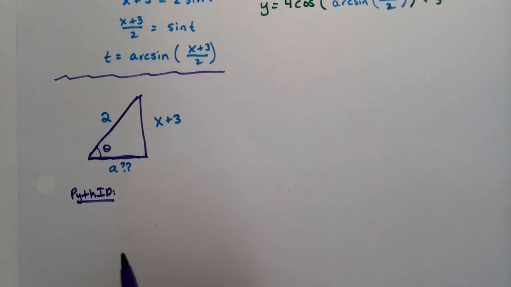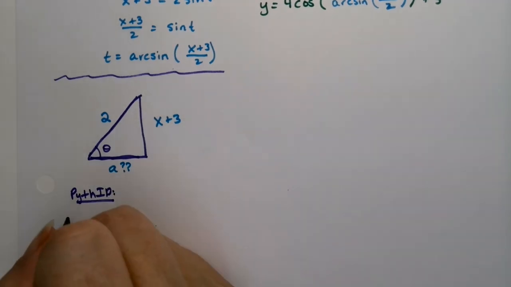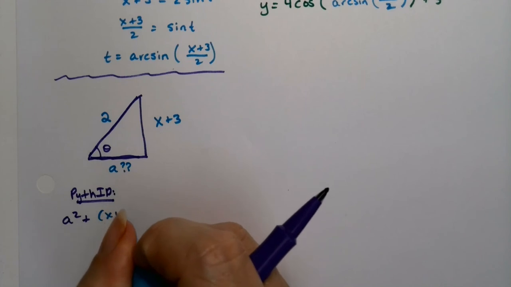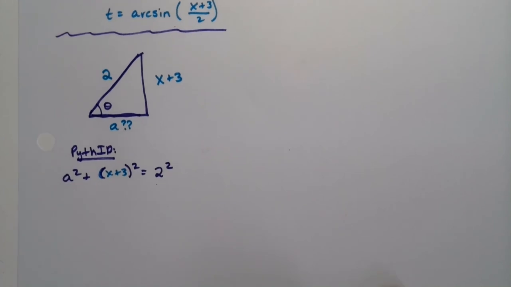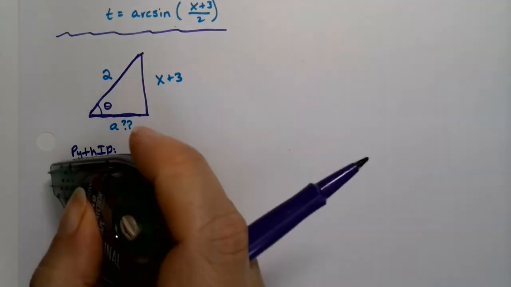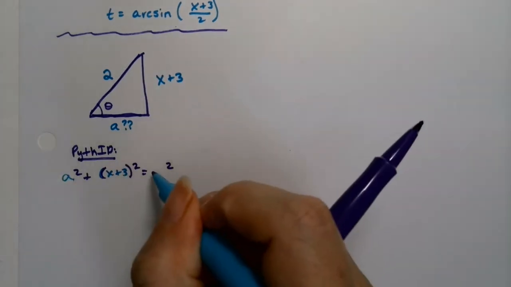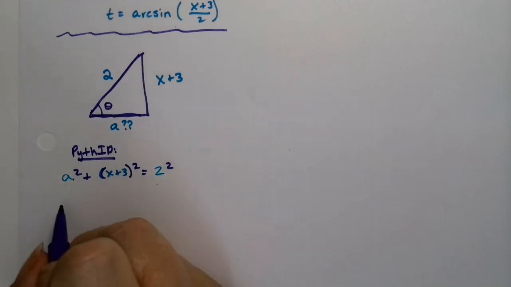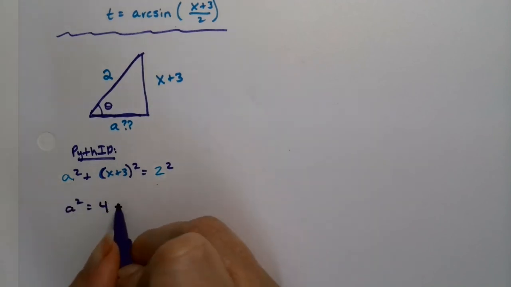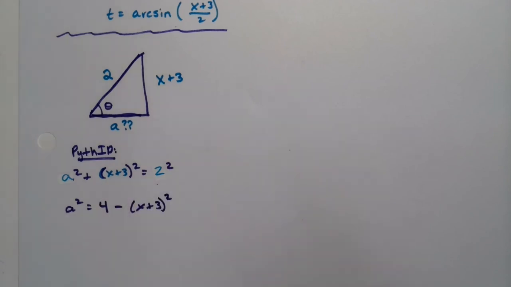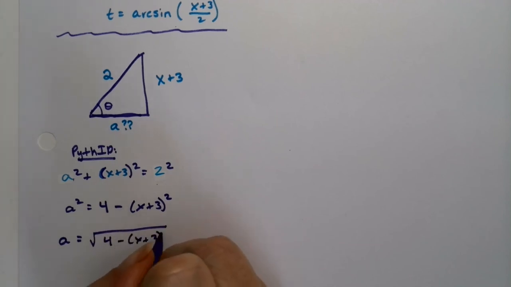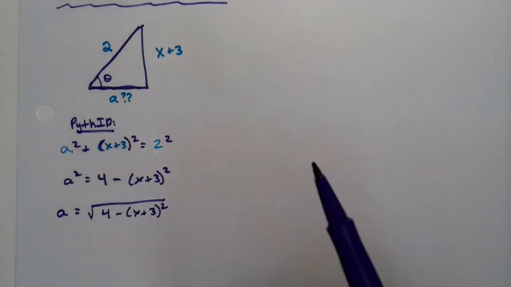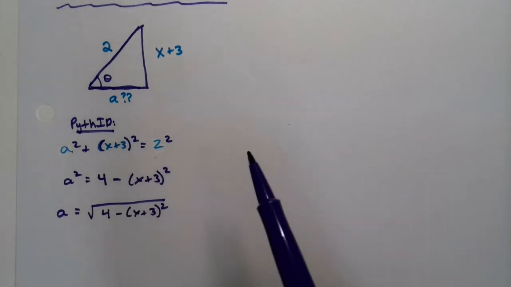Well, it's the Pythagorean identity, which is that a squared plus (x plus 3) squared is equal to 2 squared, which is the hypotenuse squared. I'm going to solve this for a. I should have put that in blue too, sorry about that. So that's 2 also, and this is 2 squared. So a squared is equal to 4 take away (x plus 3) squared. So a, this side over here, is the square root of 4 minus (x plus 3) squared. We just assume positive because when you do arc sine and cosine, it has to be quadrant 1.